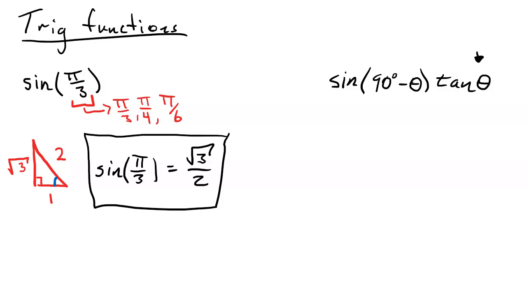So in this example, the first identity that you have to use is the cofunction identity for sine theta. The cofunction identity will tell you that sine of pi over 2, or 90, I'll just write it as 90 since we have this 90 in the problem, sine of 90 degrees minus theta is equal to cosine of theta.